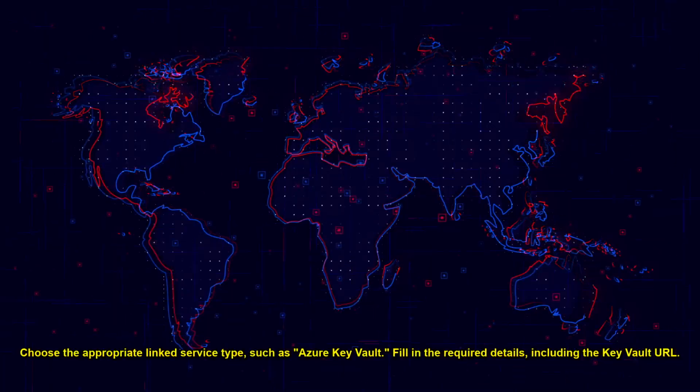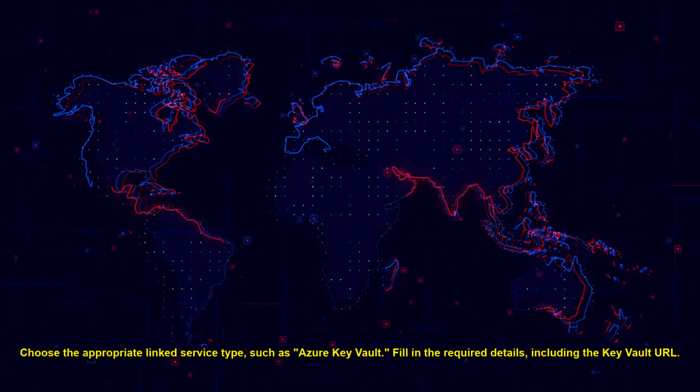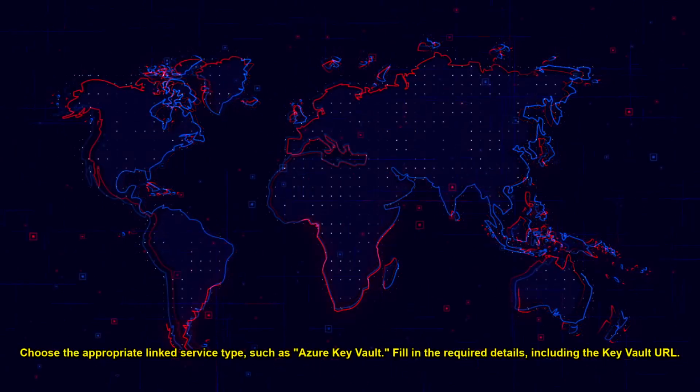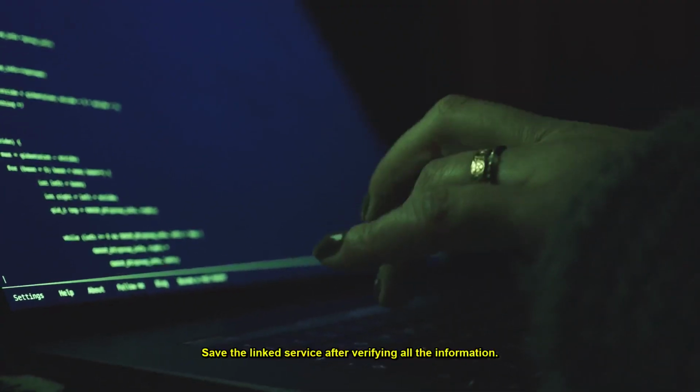Now, instead of entering sensitive information directly, select the Linked Services option. Create a new linked service if you haven't done so already. Choose the appropriate linked service type, such as Azure Key Vault. Fill in the required details, including the Key Vault URL. In the Authentication Methods section, opt for Managed Identity if available. Save the linked service after verifying all the information.